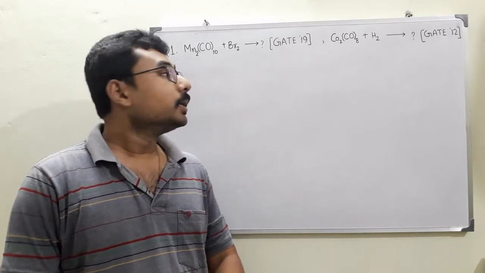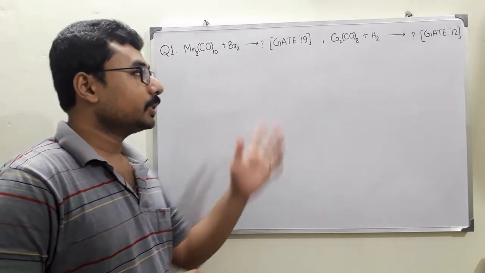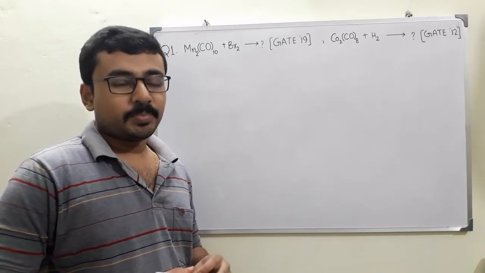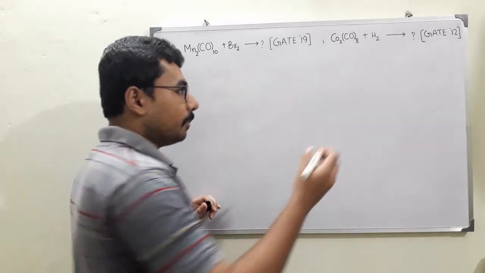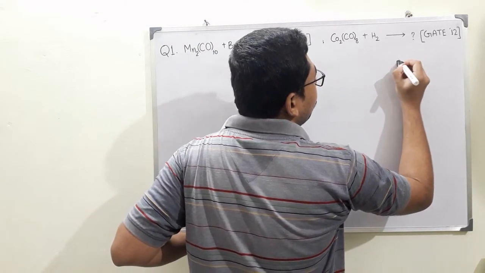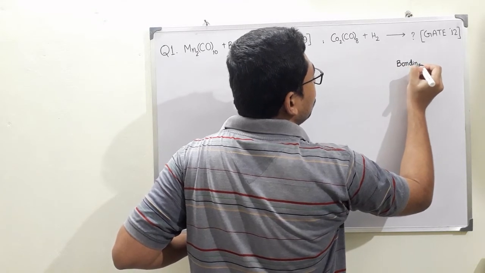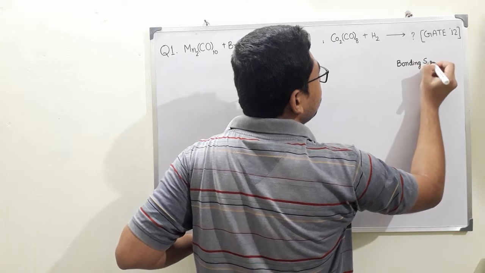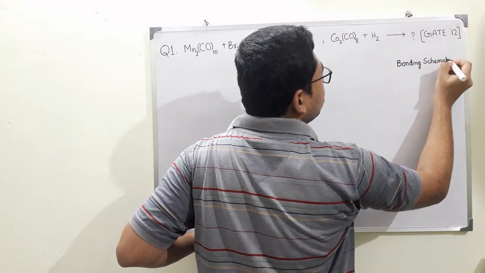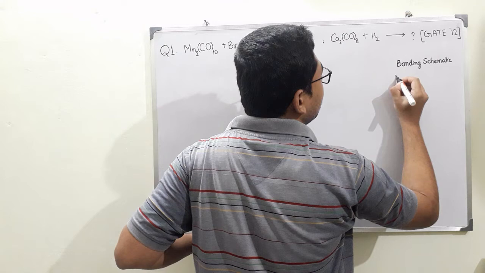Today we'll be discussing two questions of organometallic chemistry. Before we discuss these two questions, you need to know the foundation of these two questions, okay? The foundation of these two questions comes from the bonding schematic and metal carbonyls.